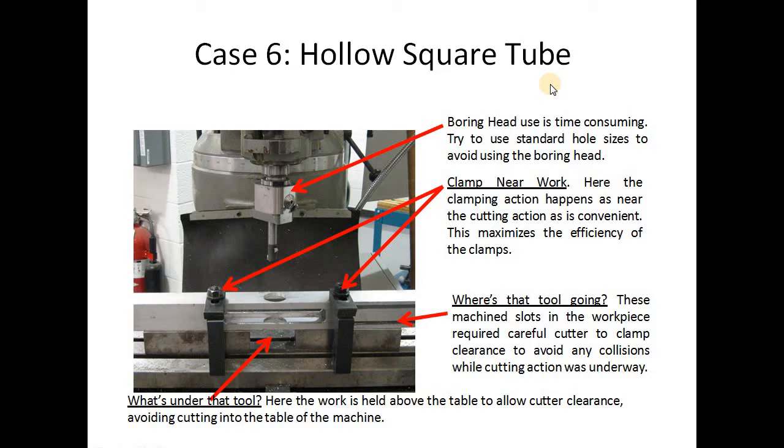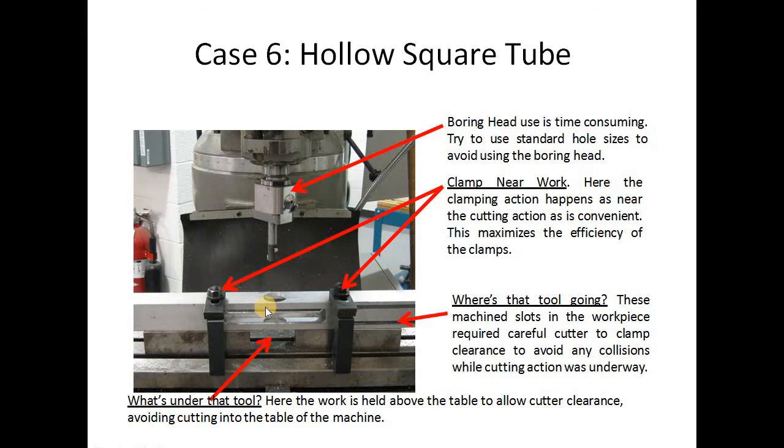This is another case where, in this diagram, you can see this is the boring tool, this is the tool holder, arbor, and this entire part is the head. On this table we have to drill on this particular job. When we keep this job on the table, there is a chance of damage to the table or to the cutter while drilling this slot.